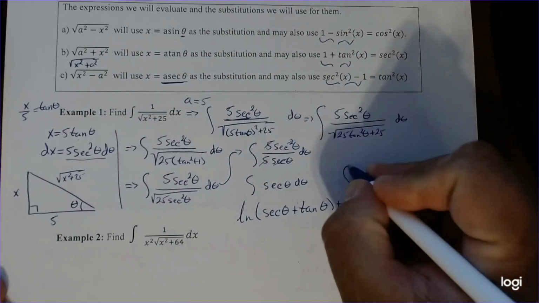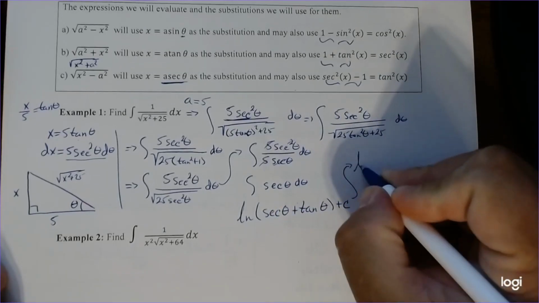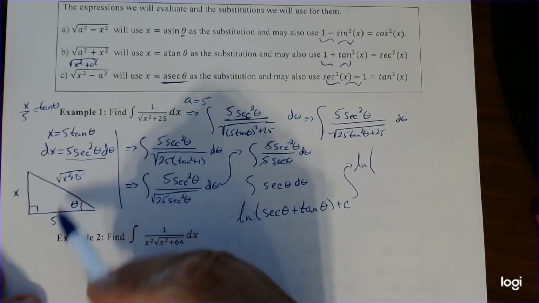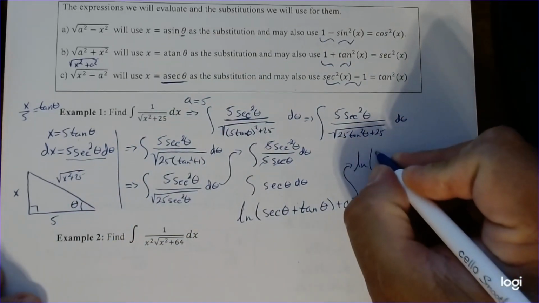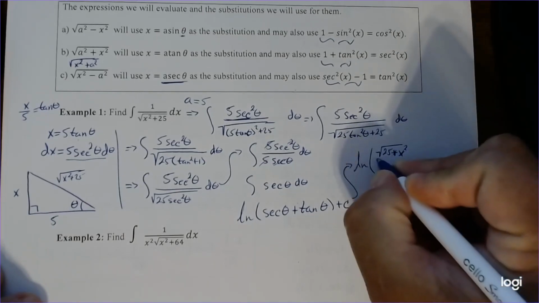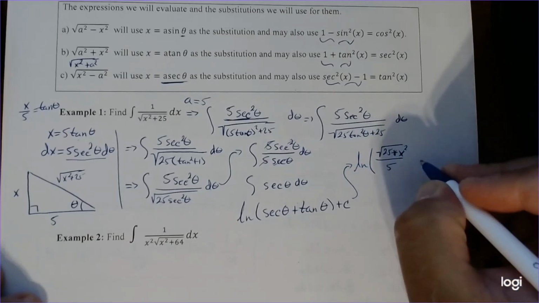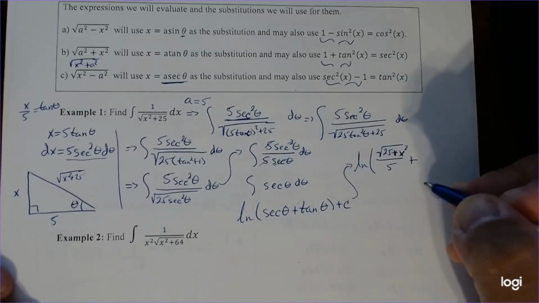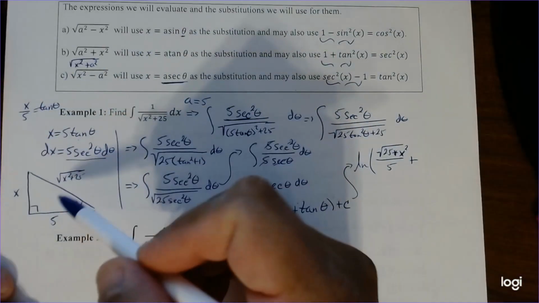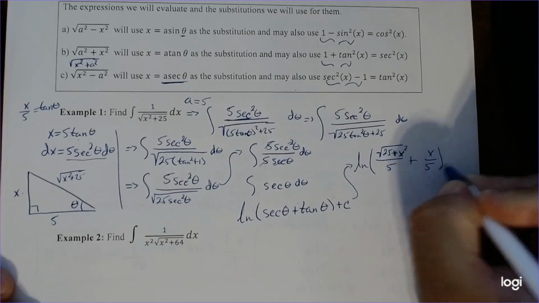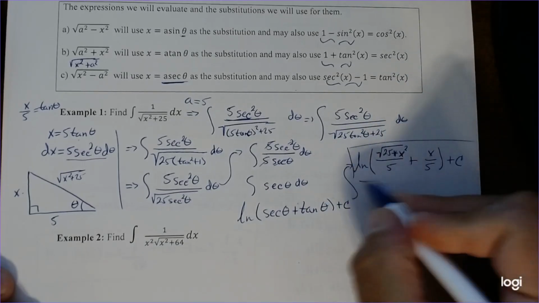So our last step is right what we have. So this is going to be the natural log of secant theta, which is hypotenuse over adjacent. So it's going to be the square root of 25 plus x squared, over 5. Oh, sorry, over 5. Okay. Plus tangent theta. So we already talked about tan theta. Tan theta is just opposite over adjacent, so that's just going to be x over 5, plus c. And there is our integral.